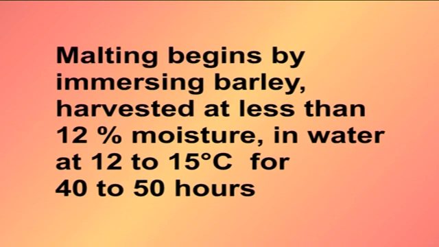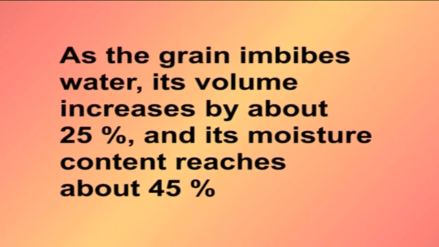Malting begins by immersing barley harvested at less than 12% moisture in water at 12 to 15 degrees Celsius for 40 to 50 hours. During this steeping period, the barley may be drained and given air rests, or the steep may be forcibly aerated. As the grain imbibes water, its volume increases by about 25% and its moisture content reaches about 45%.